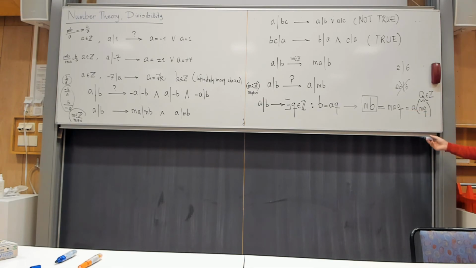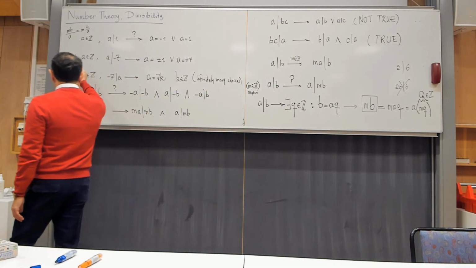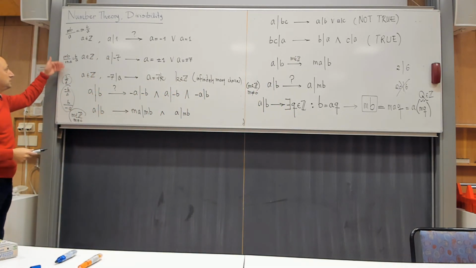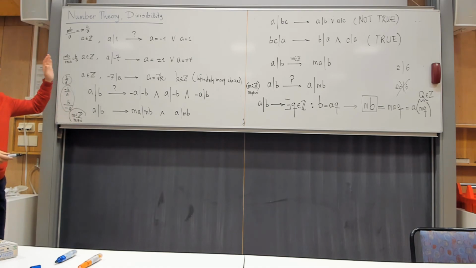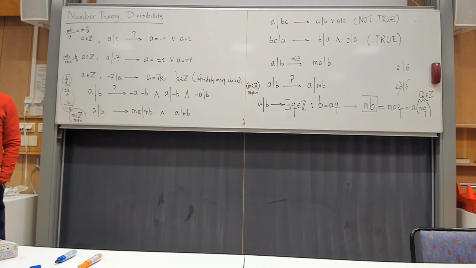So what is the consequence of this? It means a divides mb. That is the mathematical proof for this. But that is more or less exactly the same thing. So if you want to understand it immediately, this old way might actually be very helpful, at least to understand if this is true or false. Yes?